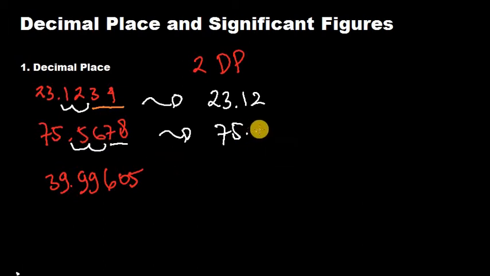So we will have 75.5, and now the 6 rounds up. This one is rounded up. We have 5, 7. As simple as that.